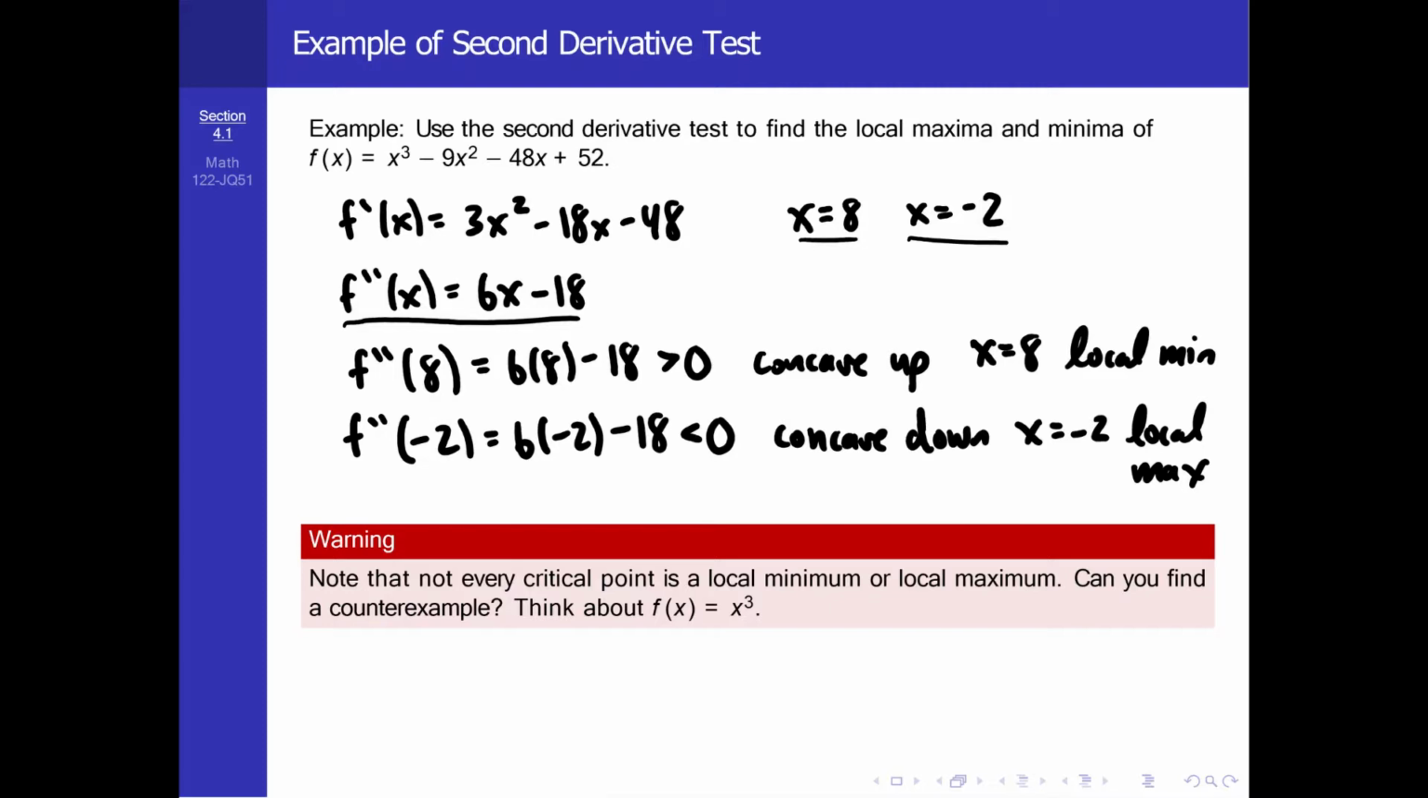So beware of that. And if you want to just check this for yourself, you can look at f of x equals x cubed and look at x equals 0. That's an example.